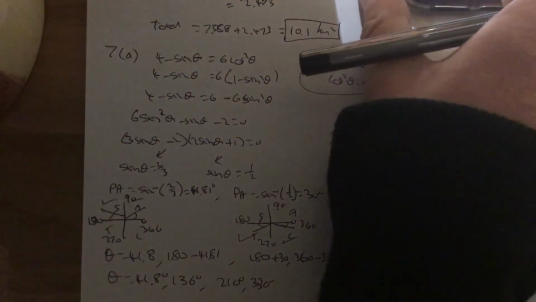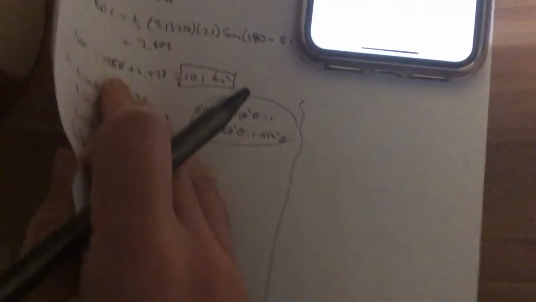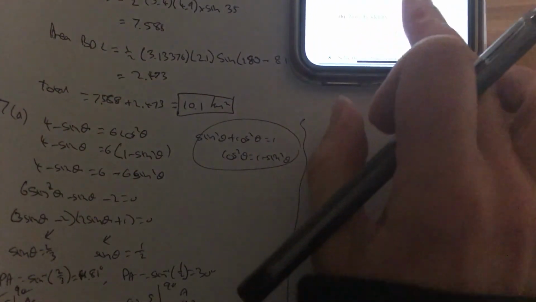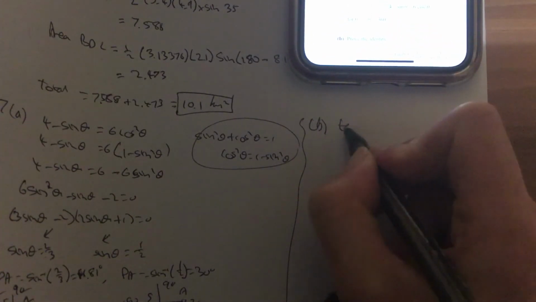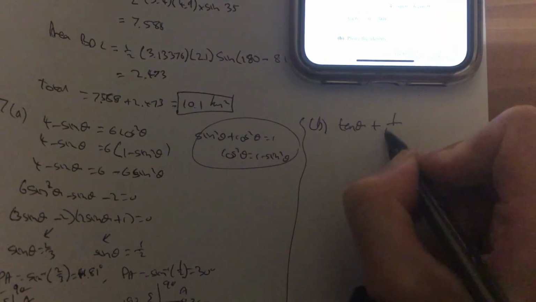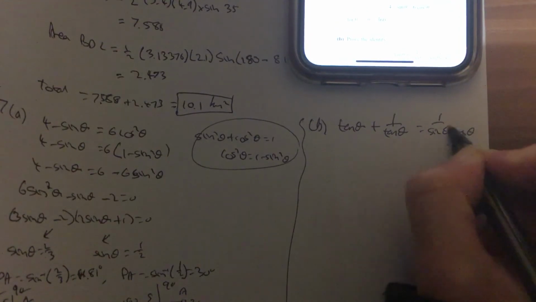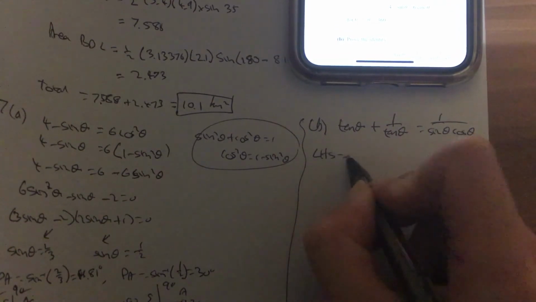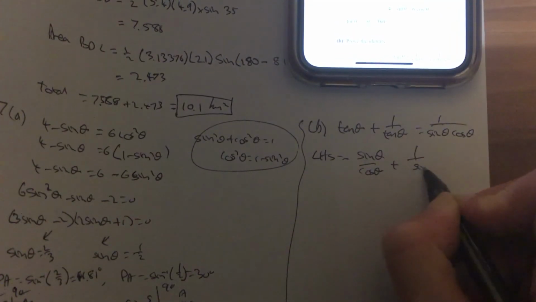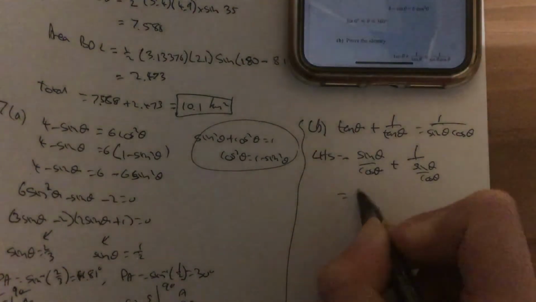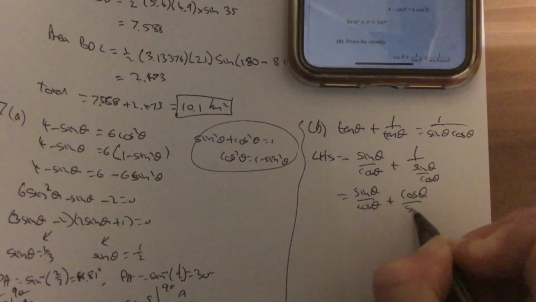And part B of that question is quite a straightforward one. It's asking you to prove, that's quite hard to see there, so I'll just write it out. It's asking you to prove that tan theta plus 1 over tan theta is 1 over sine theta cos theta. So left hand side, tan theta is sine theta over cos theta plus 1 over tan theta. 1 over a fraction is the same as turning it upside down, so it's cos theta over sine theta.